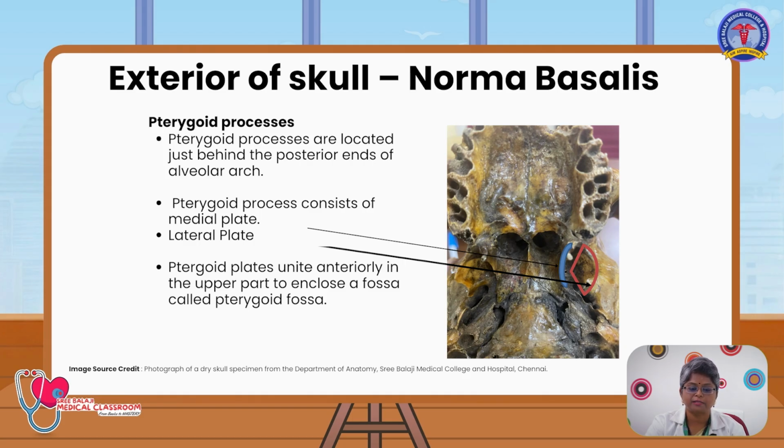There are 2 plates. The lateral surface of the lateral pterygoid plate forms the medial wall of the infratemporal fossa and gives origin to the lower head of lateral pterygoid muscle. The medial surface of the lateral pterygoid plate forms the lateral wall of the pterygoid fossa and gives origin to the deep head of medial pterygoid muscle.